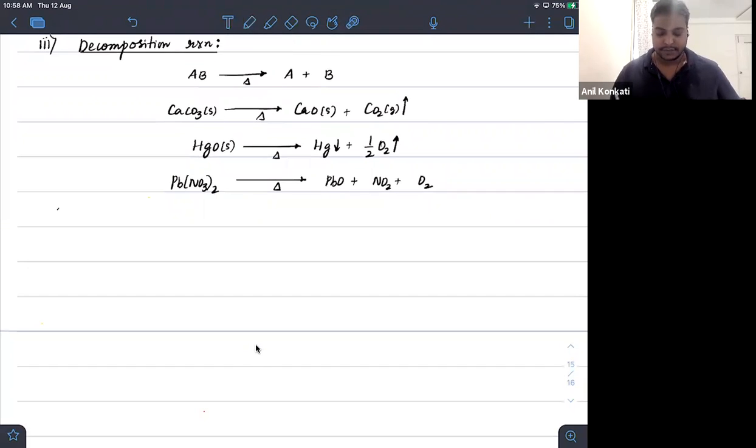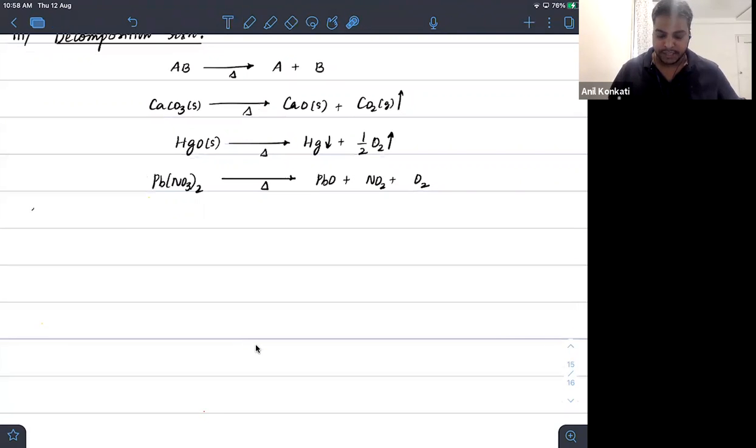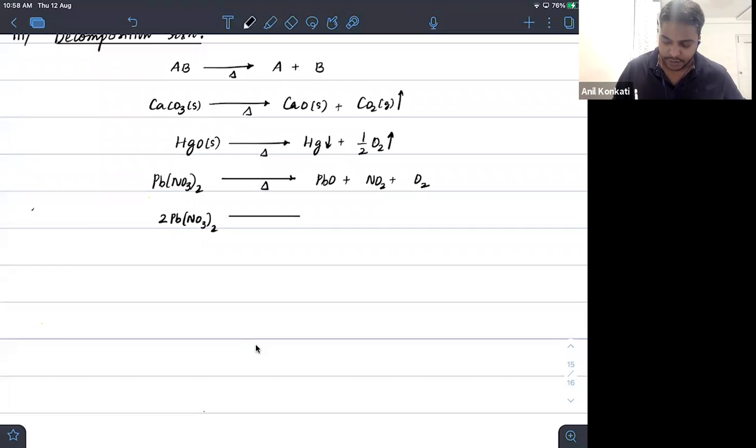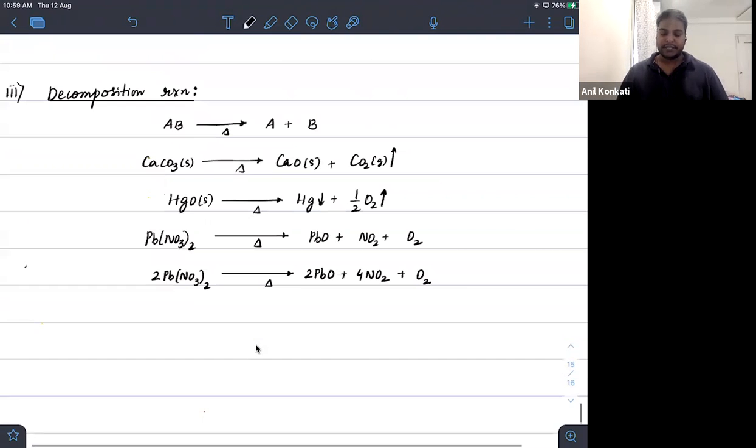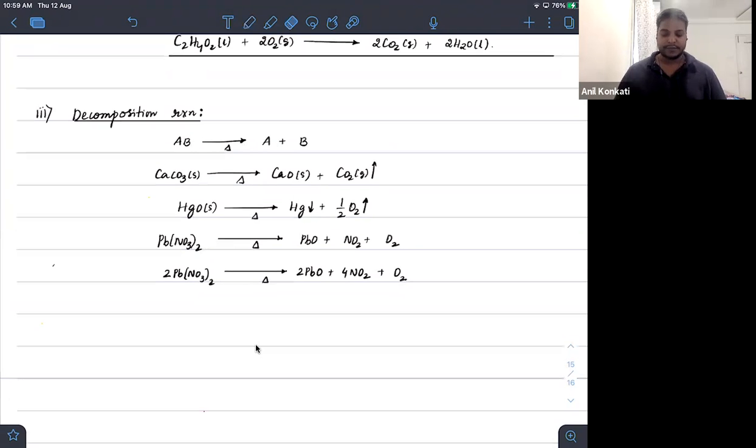To balance this, there are 2 nitrogens here. We always start with nitrogen balancing. I'm not writing the entire balancing right now, and not showing you step by step. I'm directly writing it. Later, you can try it on your own. So Pb(NO3)2 on heating will give us 2 PbO plus 2 NO2. Sorry, 4 NO2, plus O2. So now it is completely balanced. Clear?